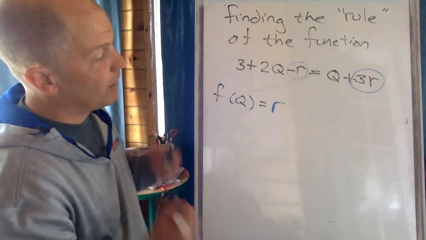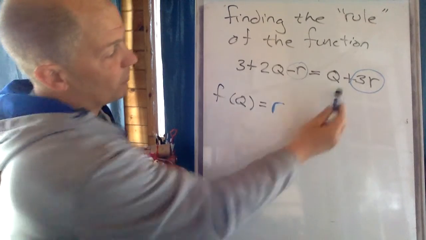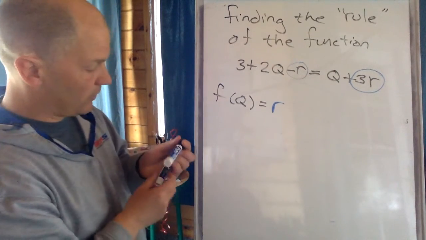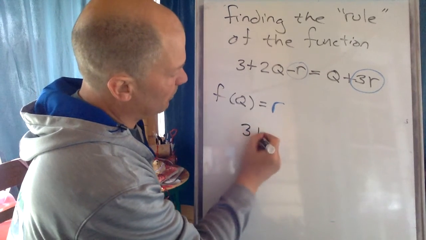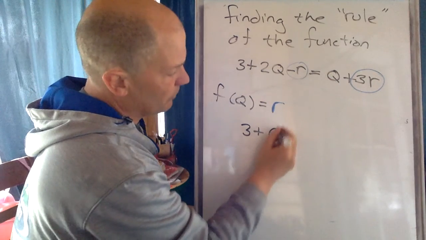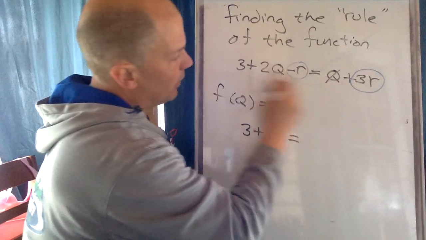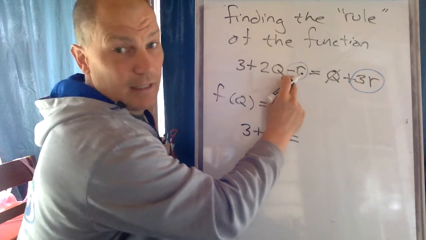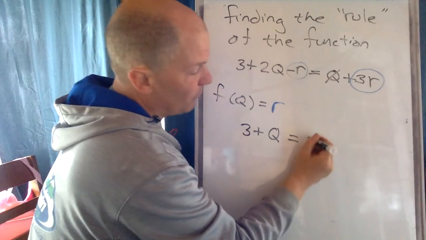So I'm going to do a couple things at once. I am going to add r to both sides, and I'm going to subtract q from both sides. So I'm going to move this math down here. 3 plus 2q minus q is q equals, so this q's gone, and that turned into that. And then I need to add r to both sides. So plus r equals 4r.